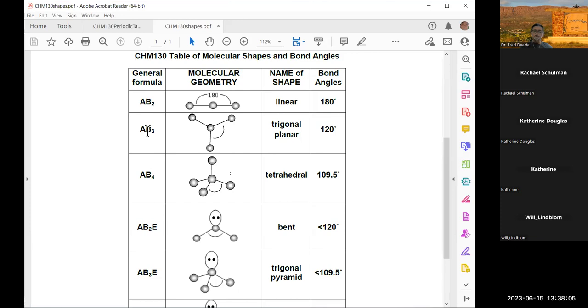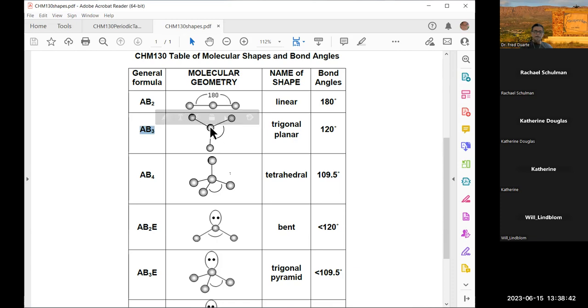The first column is called the general formula. From the general formula, there's been assigned a molecular geometry. So what does that molecule look like from the general formula? And it also has a name. For an AB2 general formula compound, it has a bond angle of 180 degrees between the B's, and it is linear. Now we also have things like AB3.